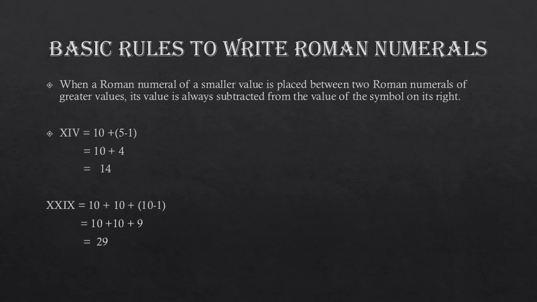Now, children, I is placed between X and V. Now, the rule that applies for I is that its value is subtracted from the value of the symbol on its right. Now, to the right of I, the symbol given is what, children? The symbol given is V. Now, we need to subtract the value of I from the symbol given on the right. So, we'll write 10 as it is because X is equal to 10, children, plus V minus I, that is 5 minus 1. So 5 minus 1 will be 4. 10 plus 4 equals 14.